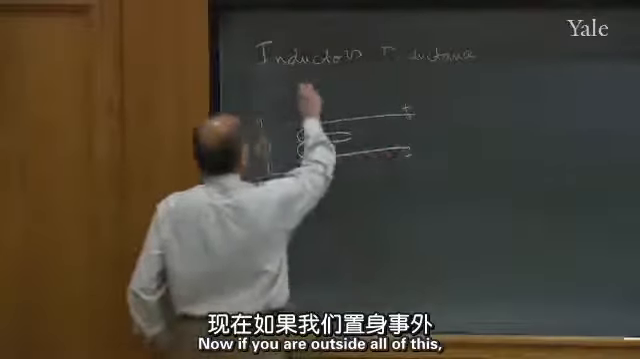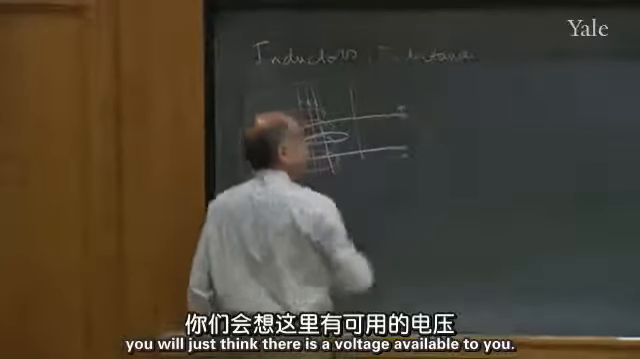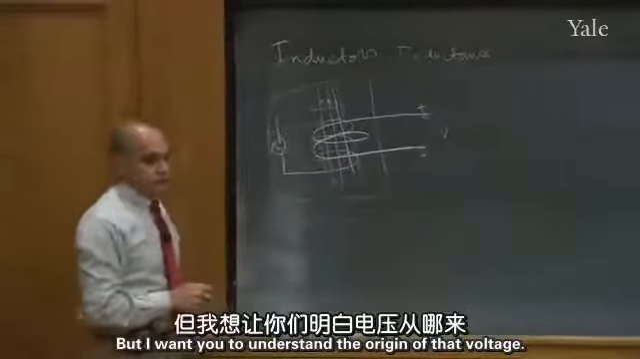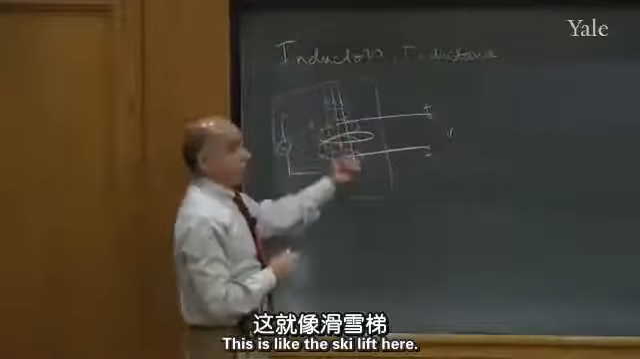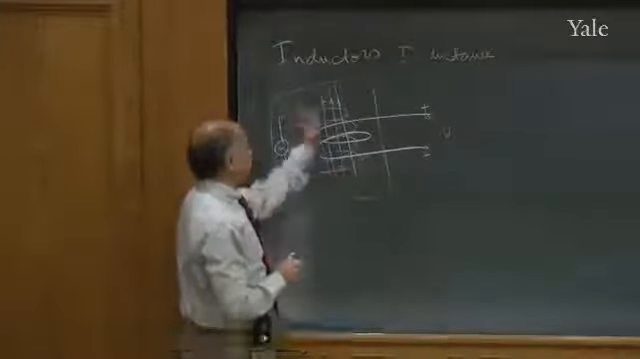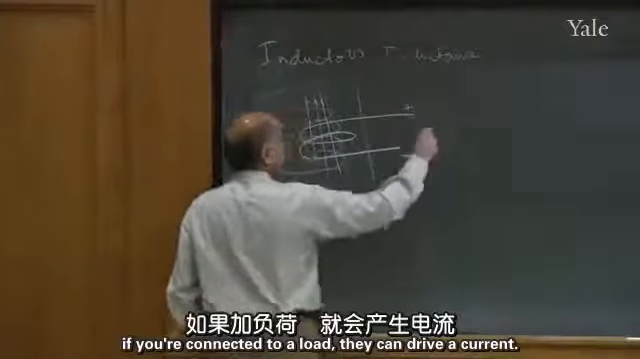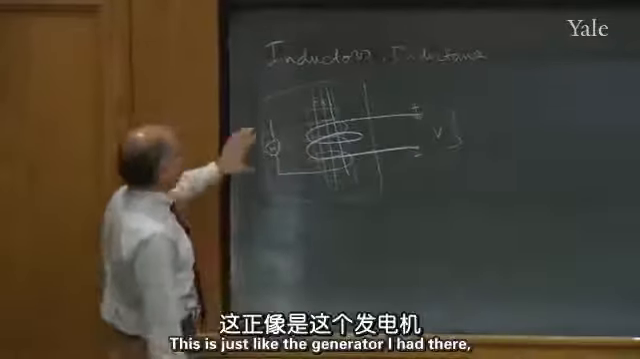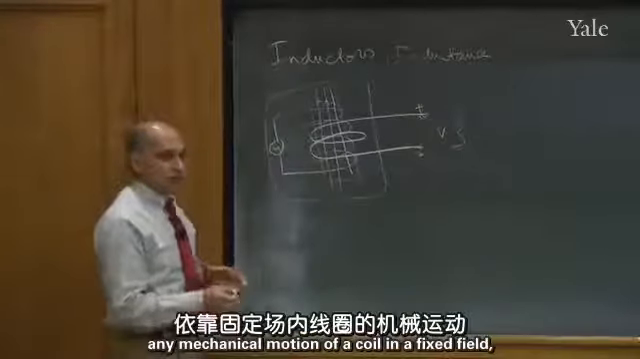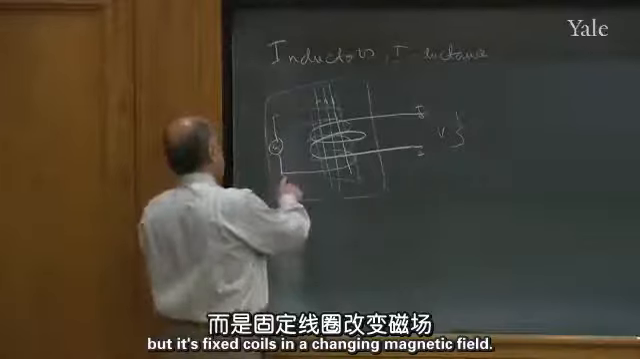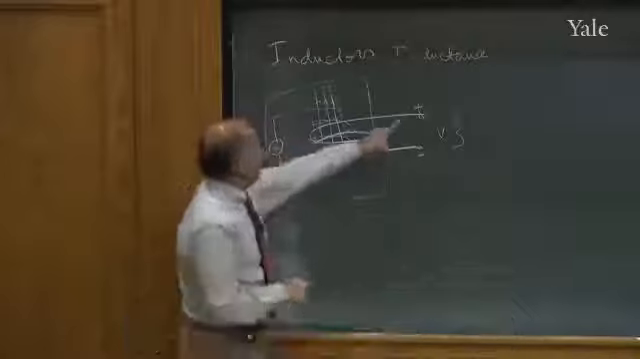Now, if you are outside all of this, you will just think there is a voltage available to you. But I want you to understand the origin of that voltage. This is like the ski lift here. Charges, once they come into this region, are pushed up the wire. And later on, if you connect it to a load, they can drive a current. This is just like the generator I had there, except the flux is changing not due to any mechanical motion of a coil in a fixed field, but it's fixed coils, but in a changing magnetic field. So you understand, when I change the current here, you will get a voltage here.